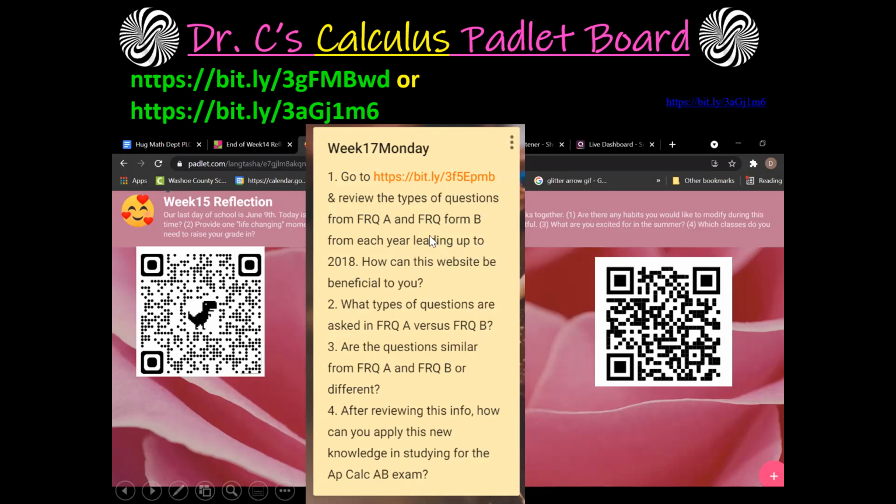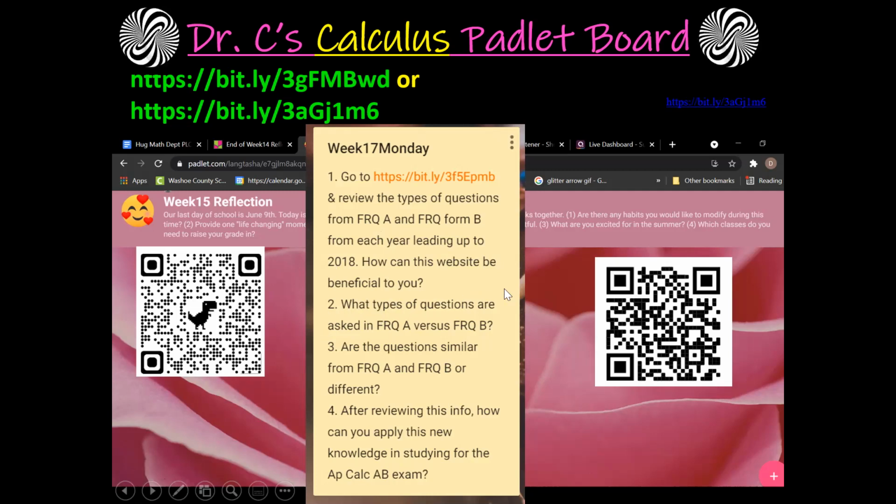Now, of course, they haven't shown you Free Response Form B for this year because chances are they're going to give that to you. But I would like you to take a look to see if there are any similarities or differences from the year starting in 2018 and the previous years before that.